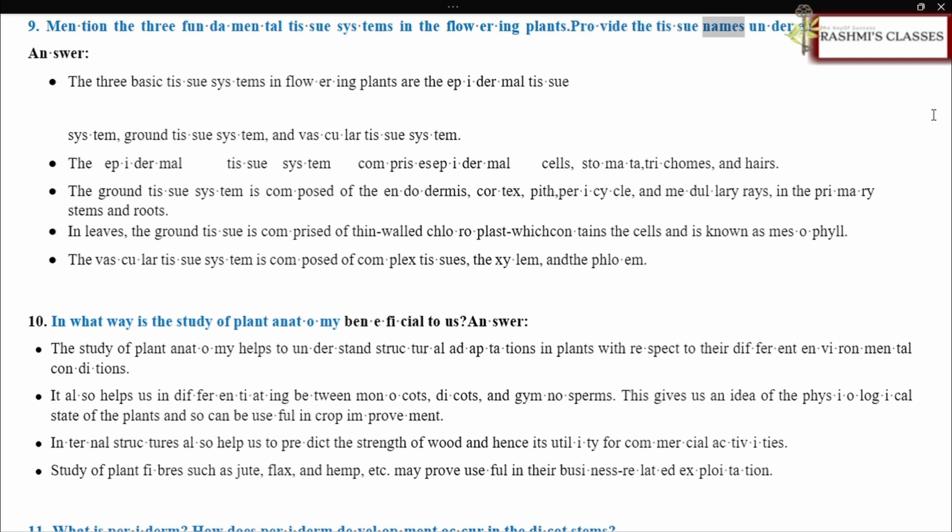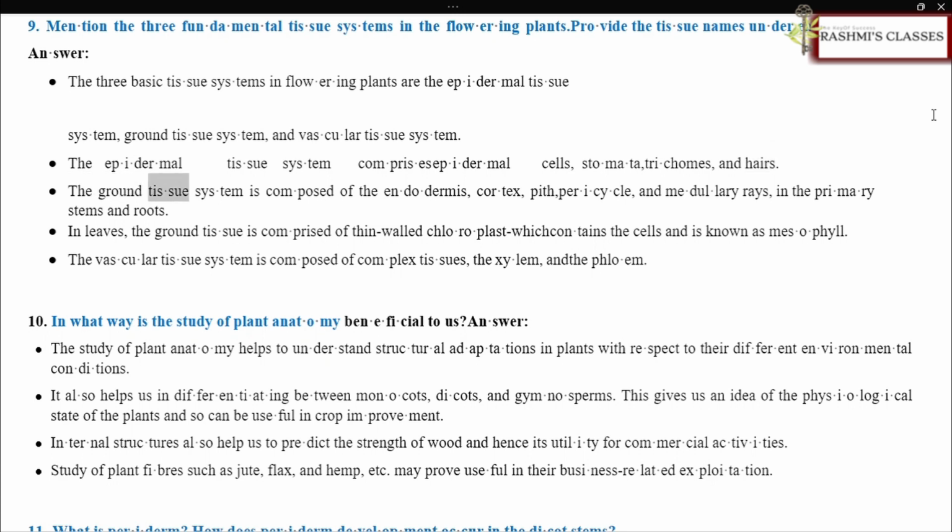Mention the three fundamental tissue systems in the flowering plants. Provide the tissue names under each system. Answer. The three basic tissue systems in flowering plants are the epidermal tissue system, ground tissue system, and vascular tissue system. The epidermal tissue system comprises epidermal cells, stomata, trichomes, and hairs.